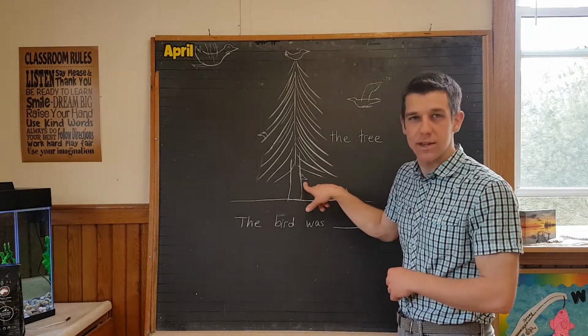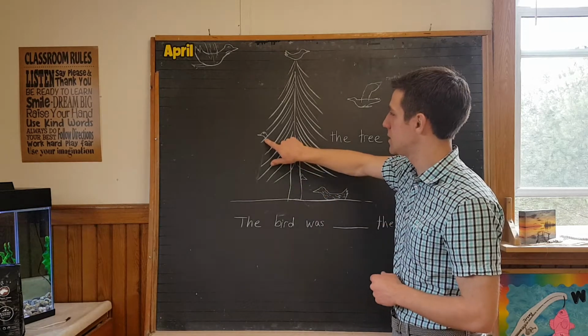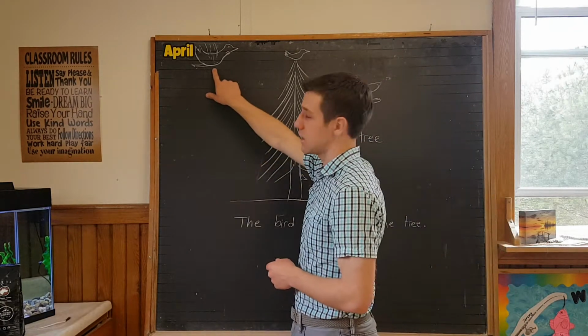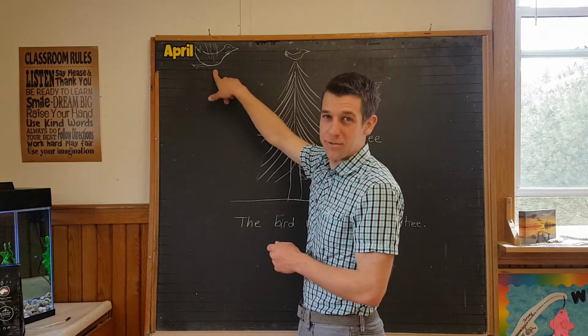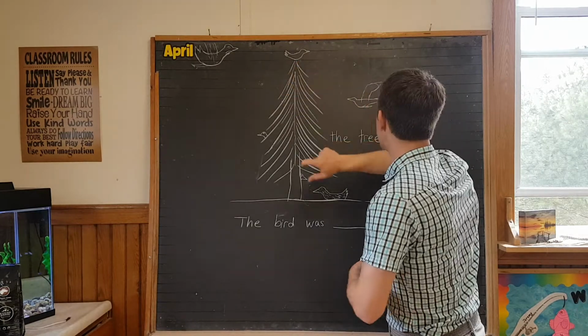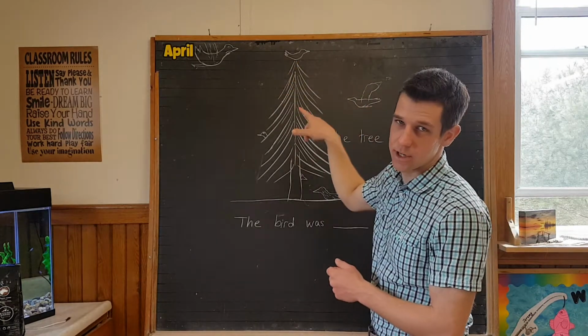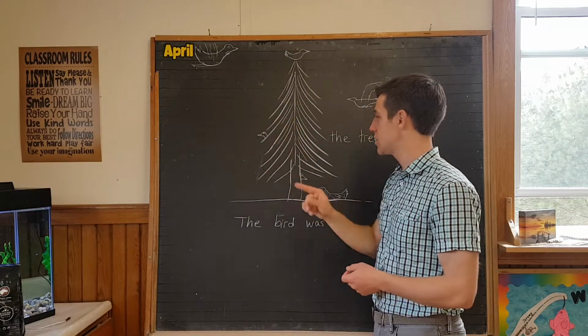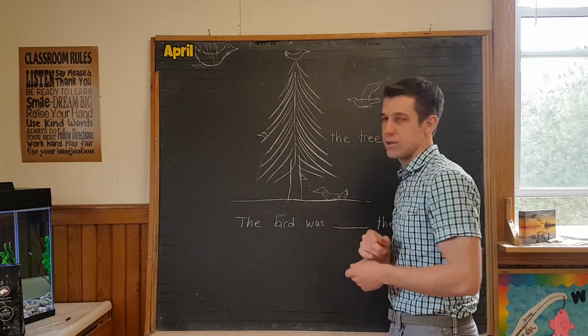This bird is behind the tree. This bird is in the tree. This bird is huge, above the tree. This bird is on the tree. This bird is near the tree. Near the tree, on the tree, above the tree, in the tree, behind the tree, under the tree.